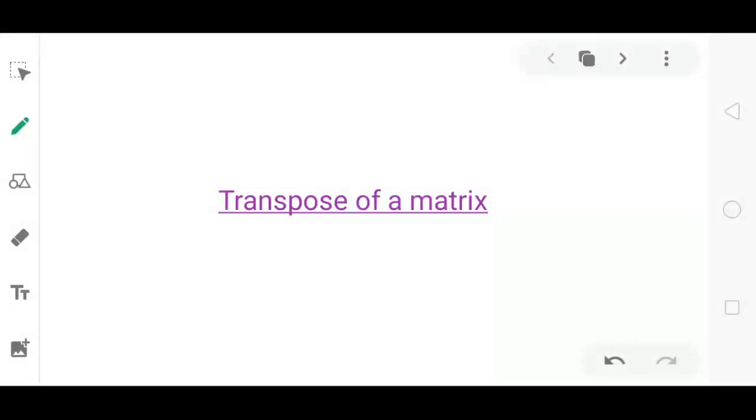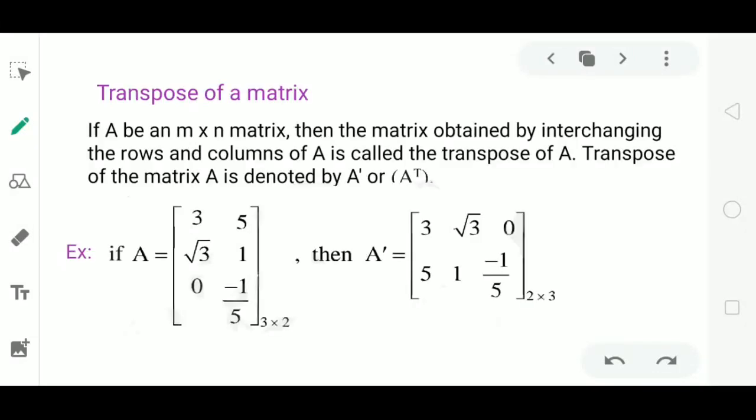Today I will explain transpose of a matrix. Let us see the definition. Transpose of a matrix.